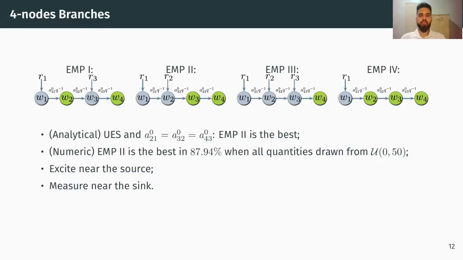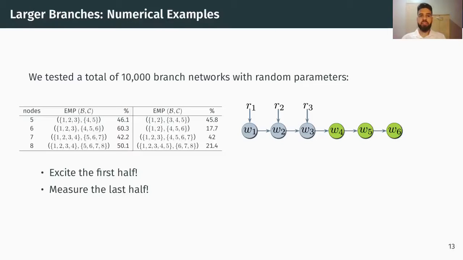A principle that emerged is that one should choose to excite the nodes near the source and measure the nodes near the sink. In other words, excite the first half and measure the remaining nodes, as in EMP2. We test this principle in larger branches, from 5 nodes up to 8. A numerical simulation of 10,000 dynamic networks was performed, and this table shows how often the 2 best minimum EMPs were selected. As we can see, those minimum EMPs that obey the principle of exciting the first half and measuring the rest are selected more often in the majority of the simulations.